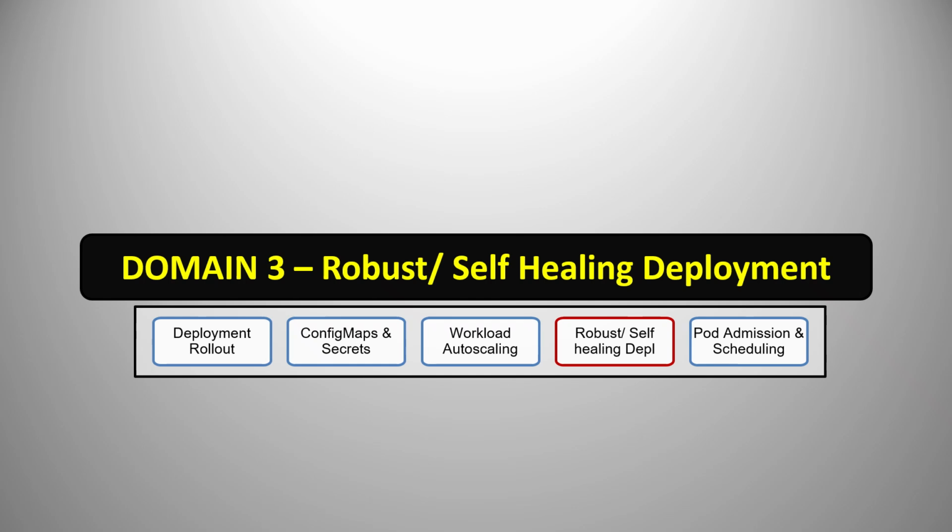On this slide, we see the major concepts we'll cover under the domain. The first one is deployment rollout, which is how Kubernetes gradually introduces new versions of your application. Then there are ConfigMaps and Secrets, which separate configuration from the code securely. Then workload autoscaling, so your application can grow and shrink based on the demand. Robust and self-healing deployment, the magic that keeps your app running through failures. Pod admission and scheduling, which is how Kubernetes decides where pods should run. In this video, we will zoom in on the robust and self-healing deployment part.